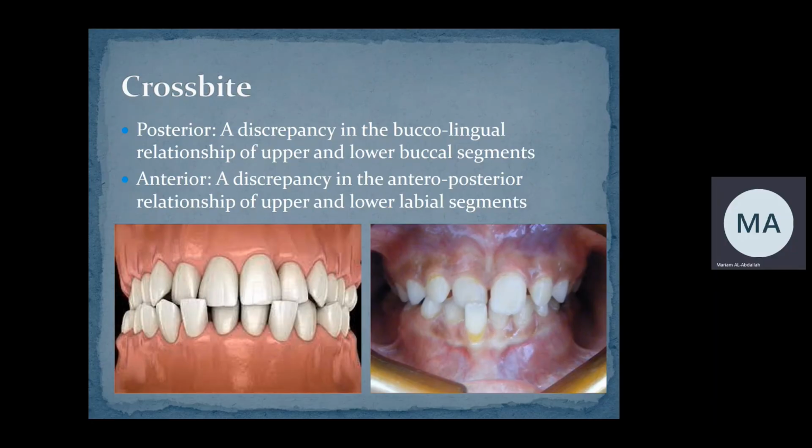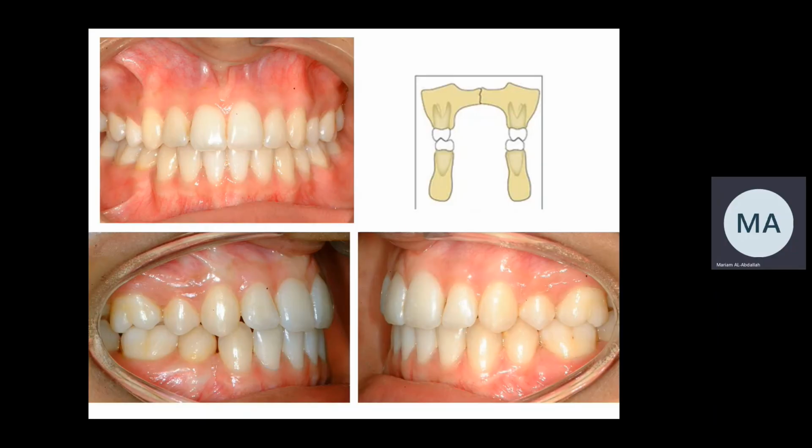Okay. So normally the normal transverse relationship is where the lower buccal cusp of the buccal segment should occlude in the central fossa of the upper buccal segment. So the lower buccal cusp occludes in the central fossa of the upper. This is the normal transverse relationship. So on the left side, on the right side, this is a normal transverse relationship.